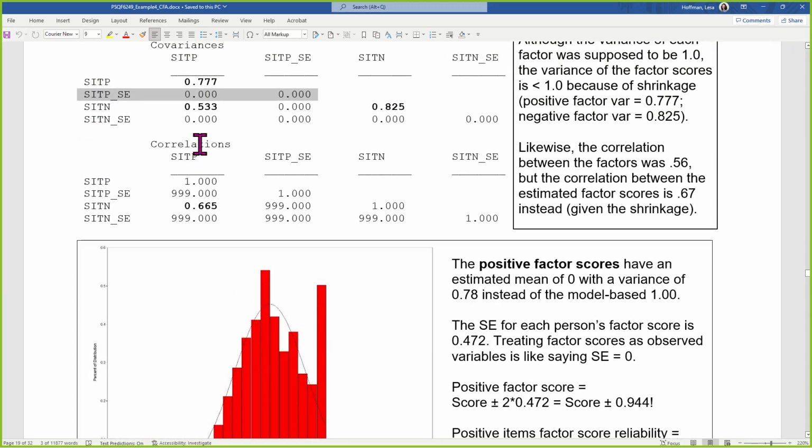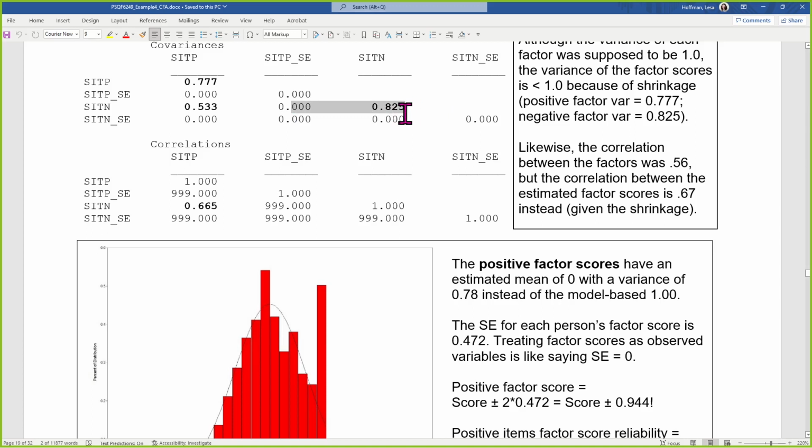So this is the end of the output when you ask for factor scores. It gives you summary statistics about your factor scores. So this is a covariance matrix that includes the factors and their standard errors as entries. So SIT P, according to the factor scores, has a variance of 0.777. The factor score variance is lower than it's supposed to be. That is also true for negative, although to a lesser amount.